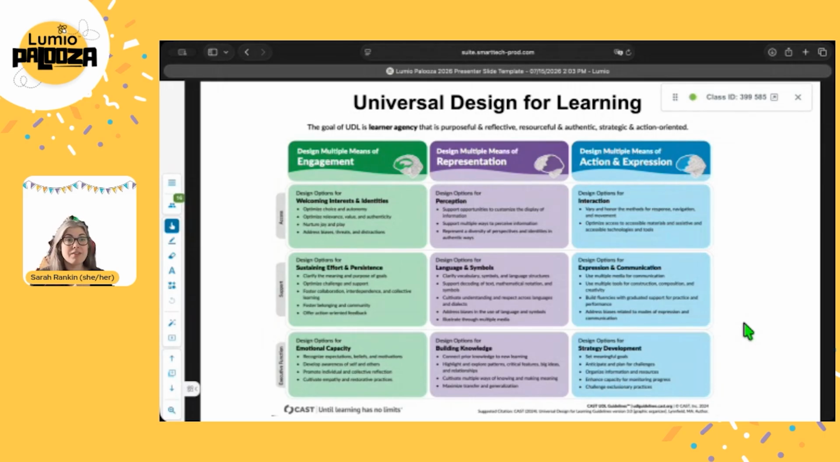And so what you essentially have is you have multiple means of engagement. So multiple ways for the students to feel like their interests are part of what they're learning, that their identity is recognized. It allows for sustaining of effort and making sure that they're persistent in their learning, that they have that grit in their learning. We all know that the important part of learning is friction. There has to be a little bit of friction in order for learning to happen. And then there's that designing for emotional capacity, where we're trying to make sure that they're aware of who they are, but also aware of the world around them, and promoting individuality.